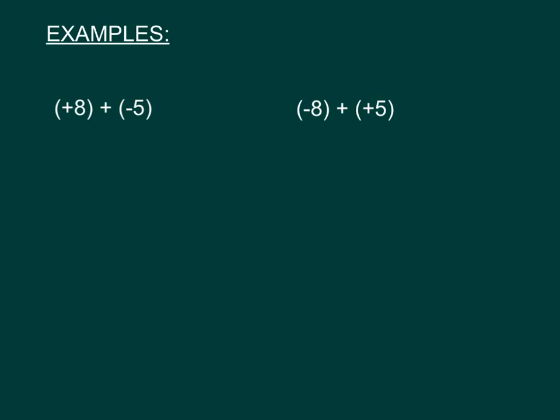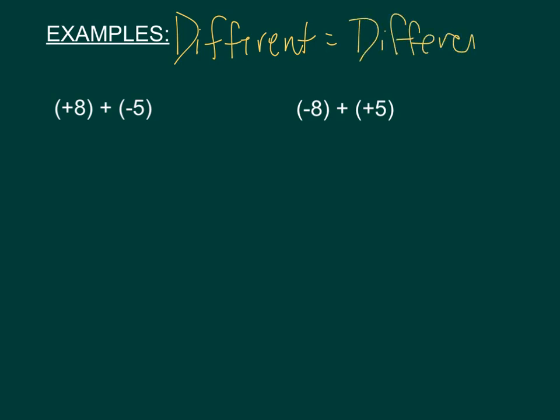Here we are, a couple of new examples. The first one we have here is positive 8 plus negative 5. And you'll see that here, in both of these, the signs are different. The signs are different. Find the difference. That is our rule. So here we are, different and difference.